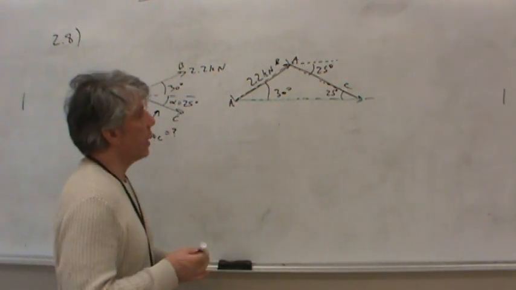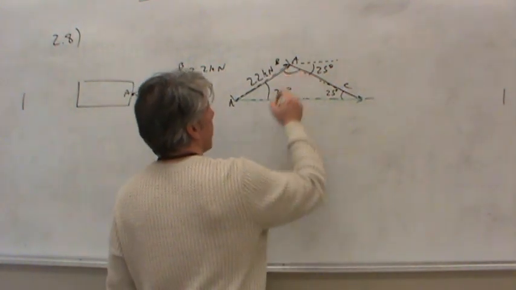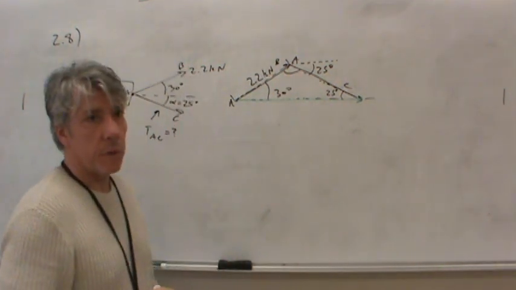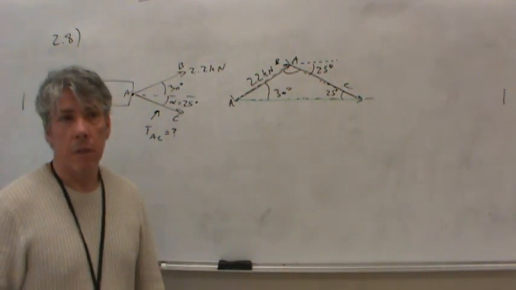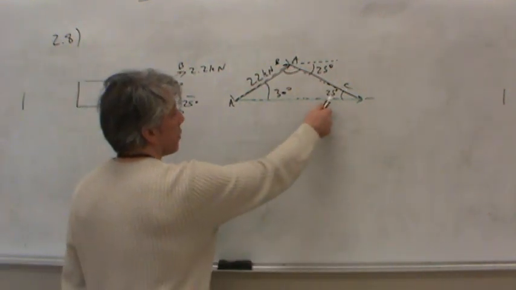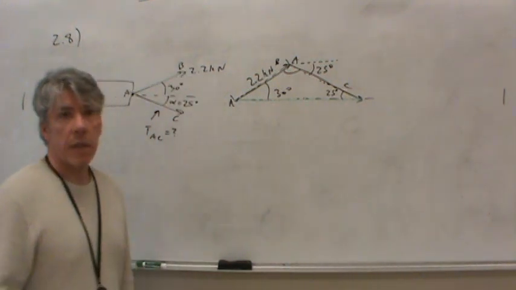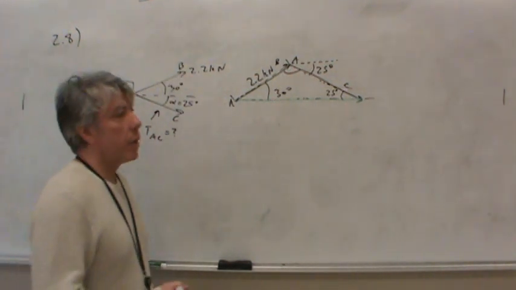Well, let's just do everything we can. Let's find out this angle as well. It shouldn't be too difficult. You can tell me, it's a triangle. Sum of interior angles are? 180. So all we've got to do is take 30 and 25, which is 55, take that away from 180. What do you get? 125.